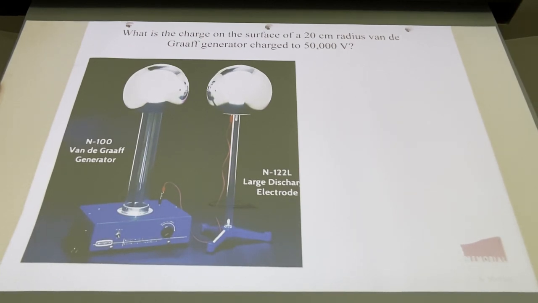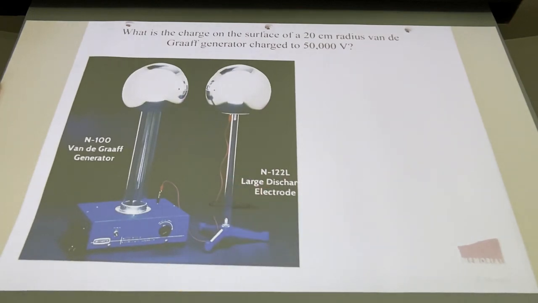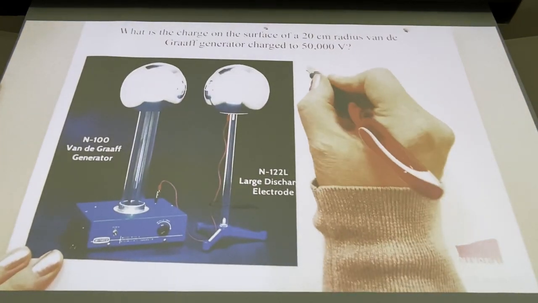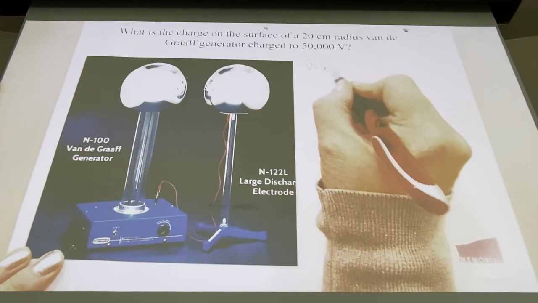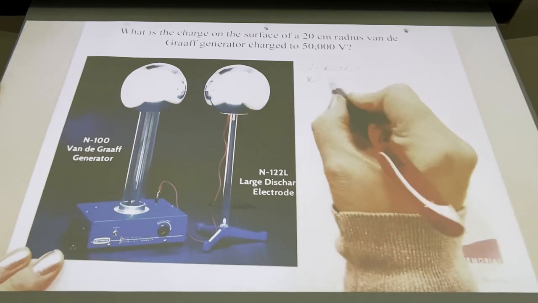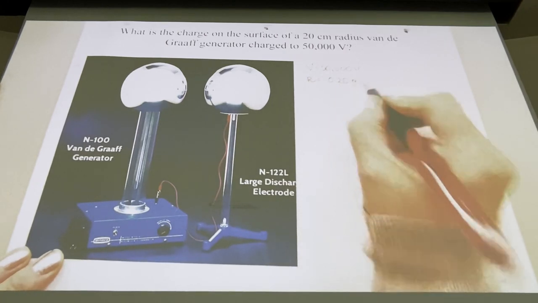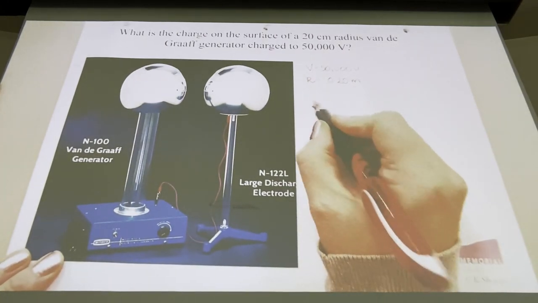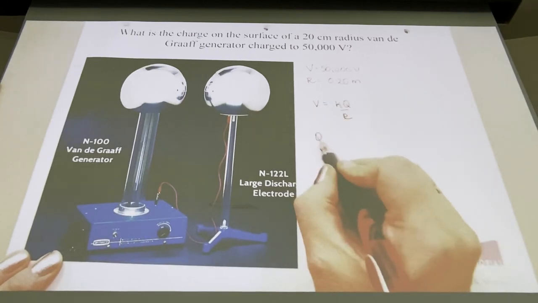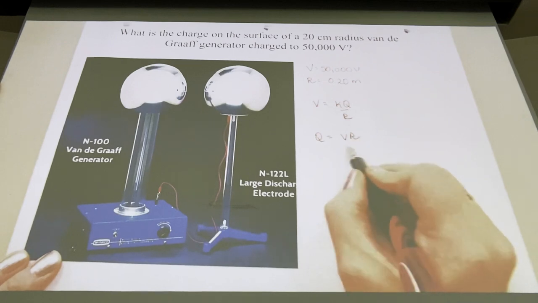So I think we talked about everything I wanted to mention. Let's do our calculation. How much charge is on the surface? We know that the potential is 50,000 volts. We know that the radius is 20 centimeters, 0.2 meters. And we want to find the charge. We know V is K times Q over R. Q is equal to V times R over K.